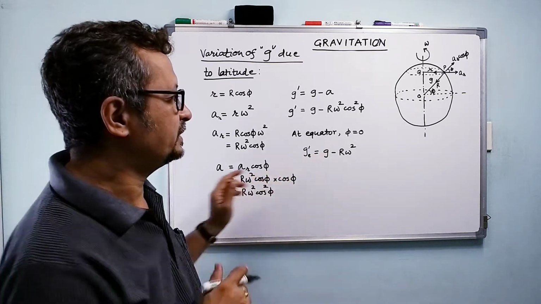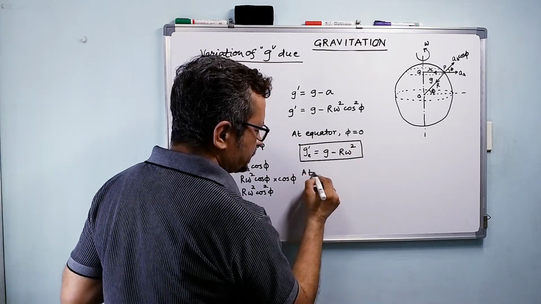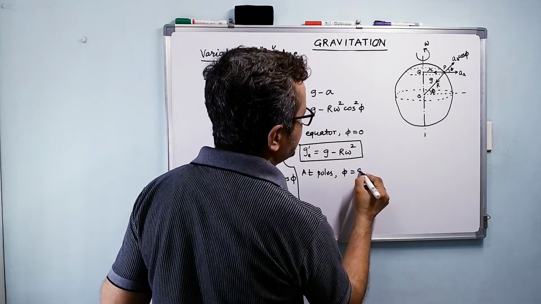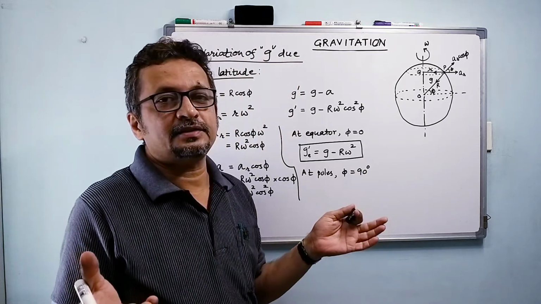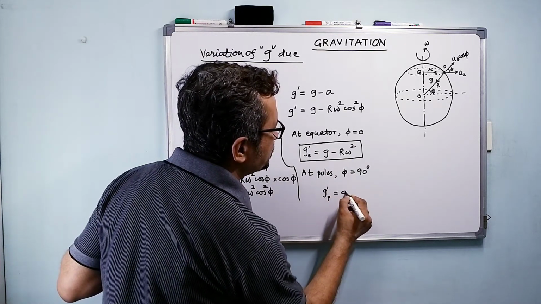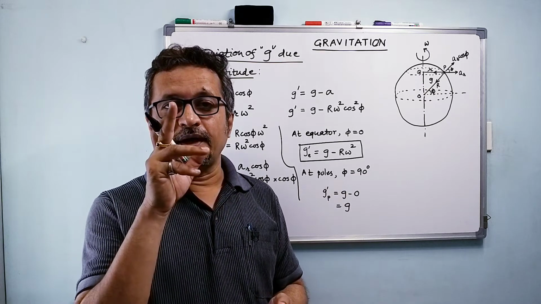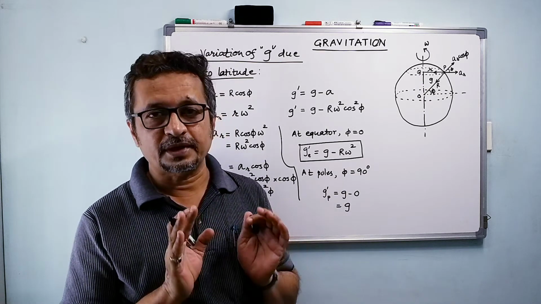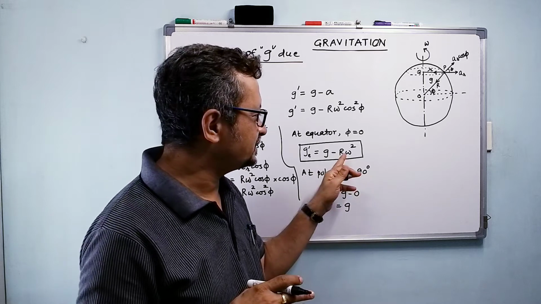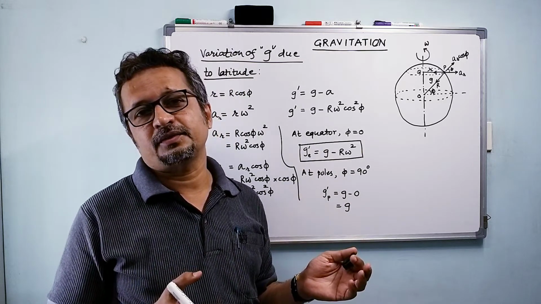But if I am at the poles, phi is 90 degrees. So cos phi is 0, cos 90 is 0. So at the poles, g dash at pole is going to be equal to g minus 0, that would be equal to g. That means at the poles, the value of acceleration due to gravity would be maximum. At the equator, it is going to be minimum, because this maximum value of R omega square is getting subtracted from g, whereas at the poles nothing is getting subtracted from g.